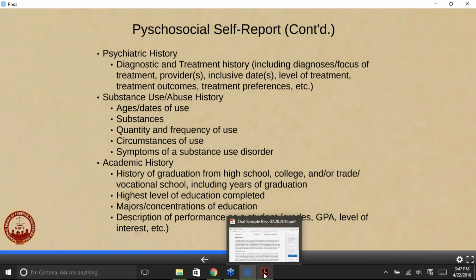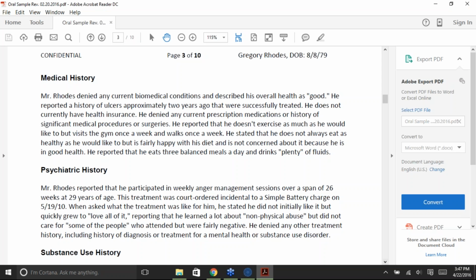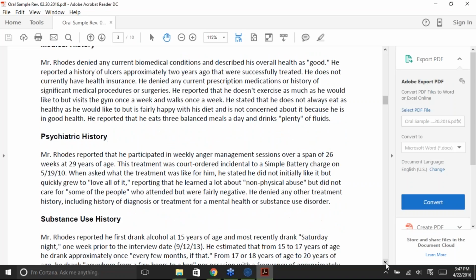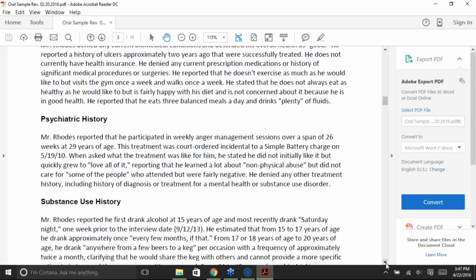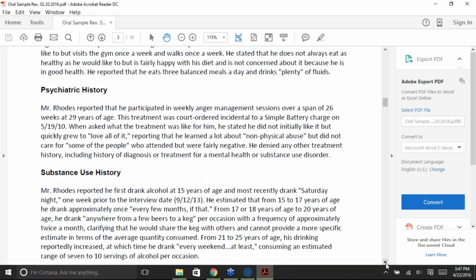So in this case, in our sample report, what did I say? I said Mr. Rhodes reported that he participated in weekly anger management sessions over a span of 26 weeks at 29 years of age. This treatment was court-ordered, incidental to a simple battery charge on May 19, 2010.